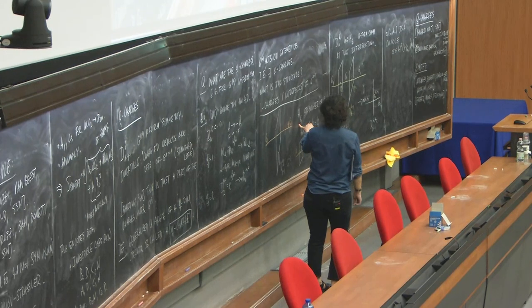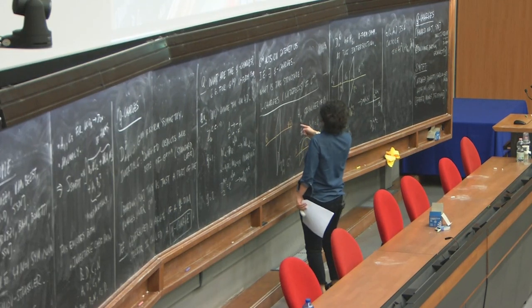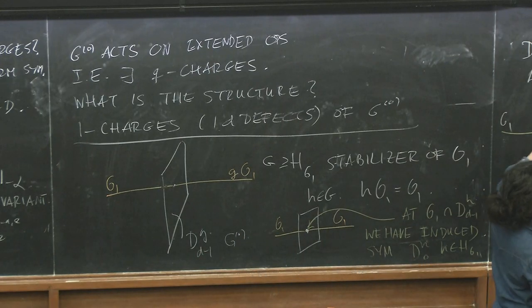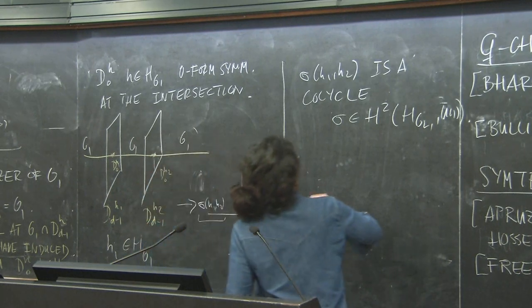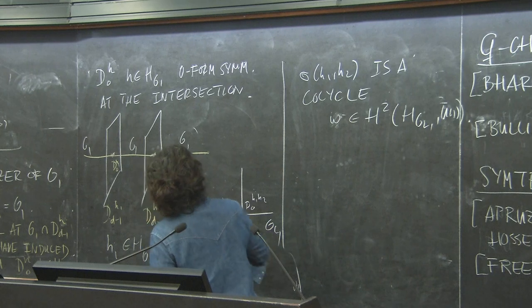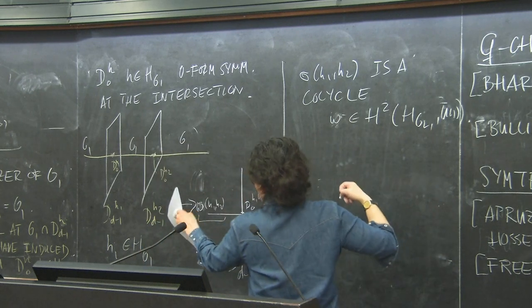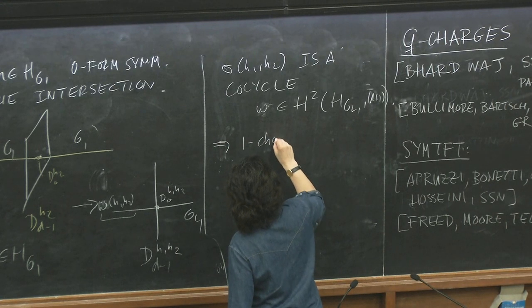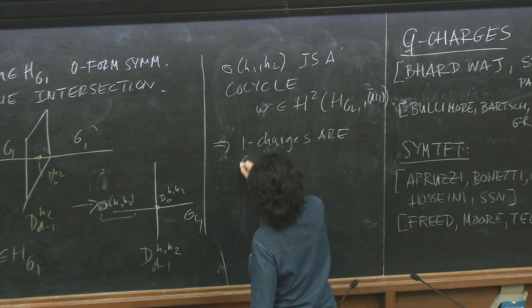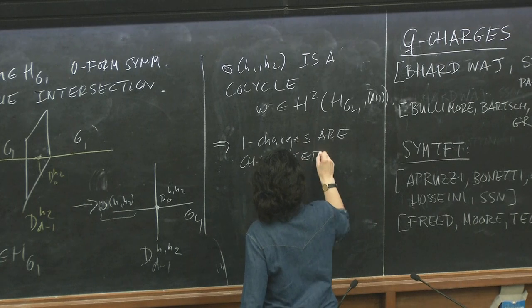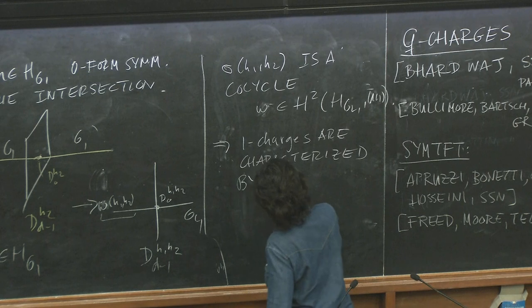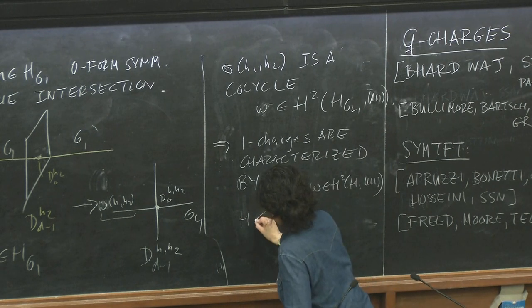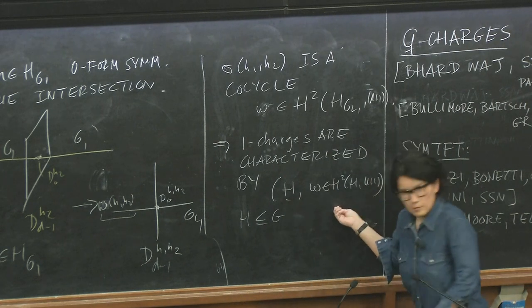So we have some subgroup that's a stabilizer of this line, and that's a subgroup of G. And then I have a choice of these cocycles, sigma. I usually call them omega because I called them omega this morning. And so I have a pair of a subgroup and omega on this subgroup. So basically, these types of one-charges are characterized by a subgroup H and omega in H2 of H, U1, where H is a subgroup of G. And this we have seen this morning.